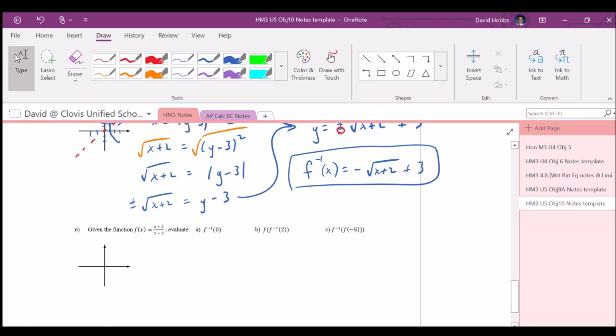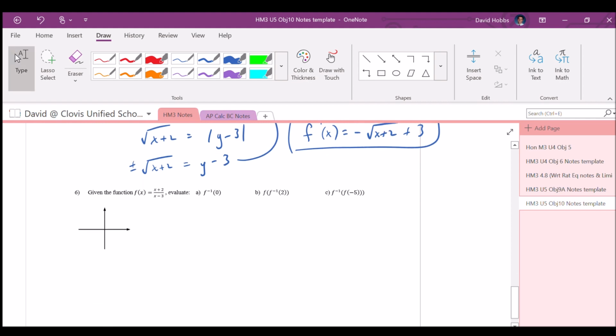Okay, I know the notes are going a little bit long, but it takes some time to get through all this, so this is the last problem. Given this function, they're asking us to find f inverse of 0 and stuff like that, so it's going to be a one-to-one function. I'm not even going to take the time to do a quick sketch right now. But we need to find f inverse.